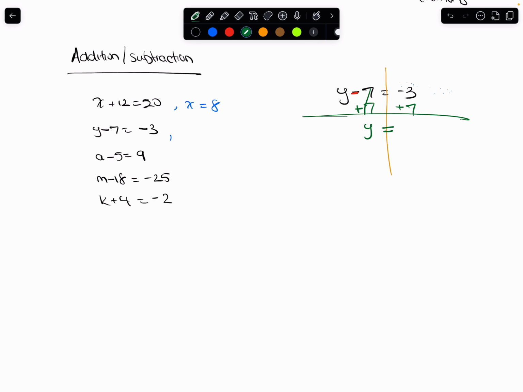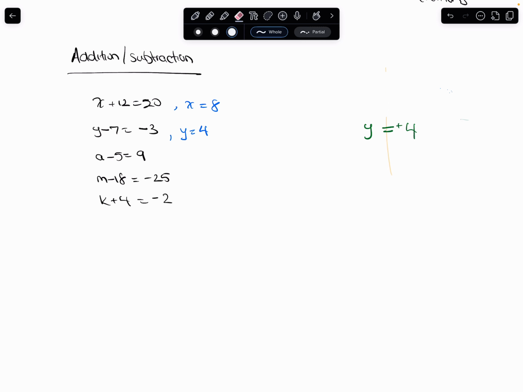This cancels out. Y would then equal opposite signs. 7 and 3 are opposite, so just pretend it's regular subtraction. 7 minus 3 is 4. What kind of 4? Positive or negative? 7 is bigger than 3, so it'll be a positive 4. So here, y equals 4.